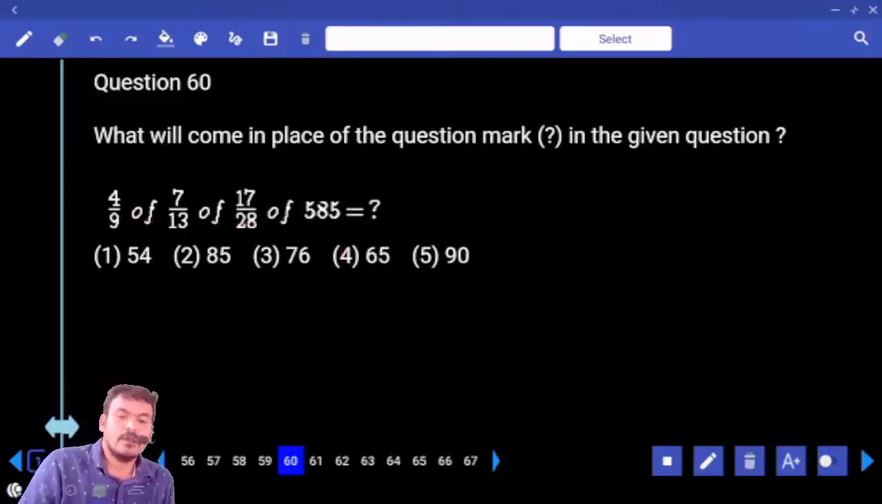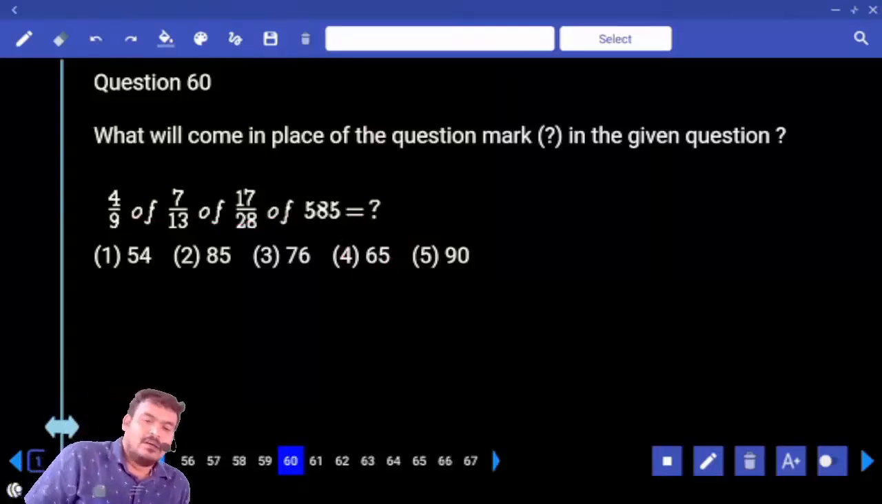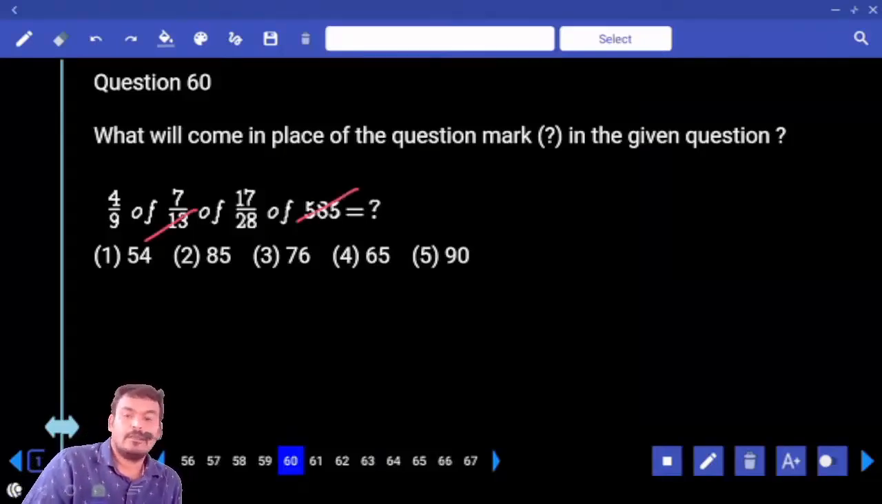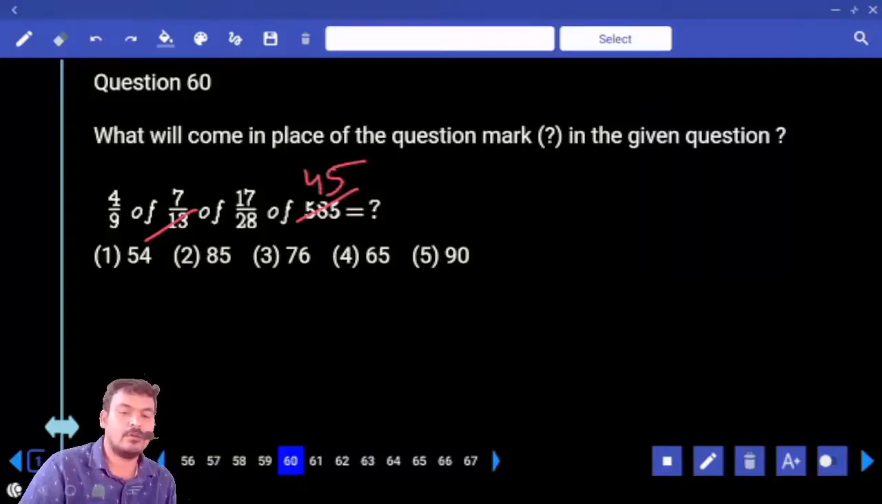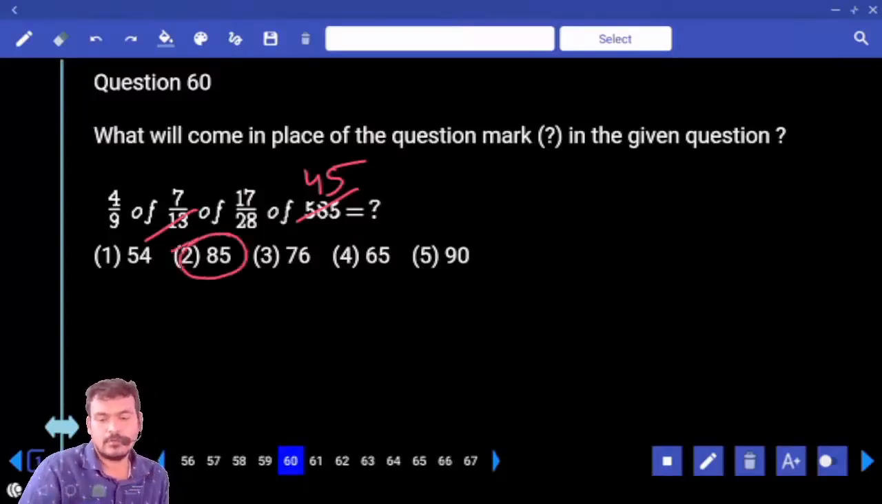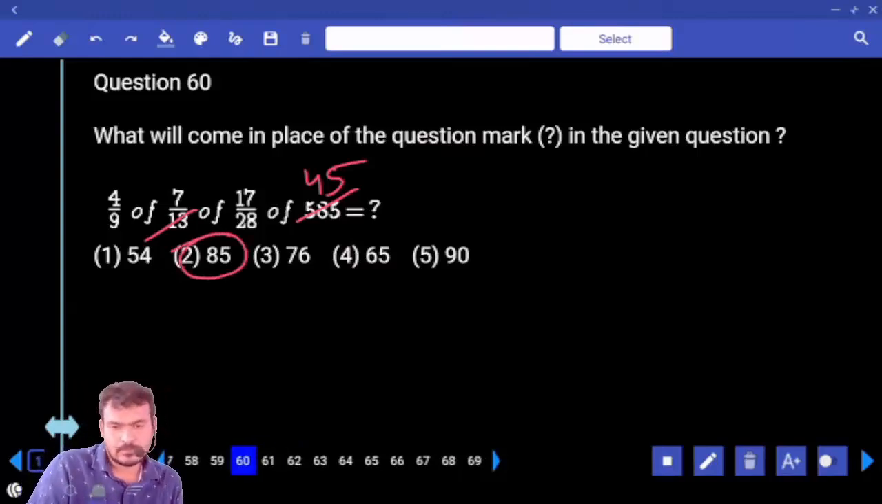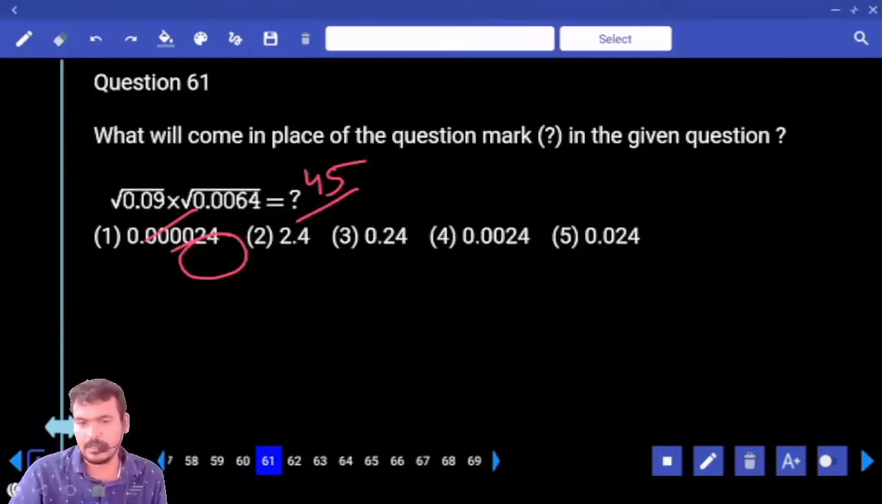Next, 4 by 9 of 7 by 13 of first. 13 how many times? 585. 13 for the 52. Remaining value 5 times, or not? Wait. What is the numerator? 17, or not? Denominator, any cancellation values of 17? No. Then the answer must be a 17 multiple. How many options? Only one, or not? Okay. Next, question number 61.